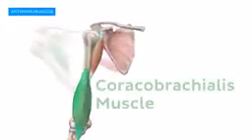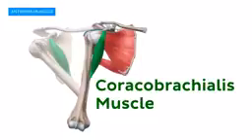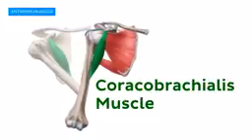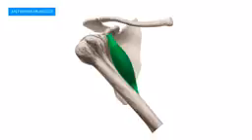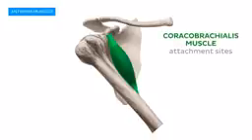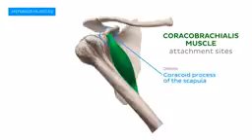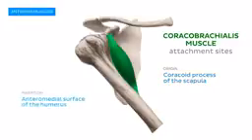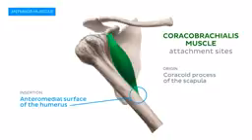The third muscle of the anterior compartment is this small muscle here, which is the coracobrachialis muscle. And as its name suggests, the coracobrachialis has its proximal attachment point or origin at the coracoid process of the scapula. And from here, it extends distally along the humeral shaft to then insert along the anteromedial surface of the humerus.